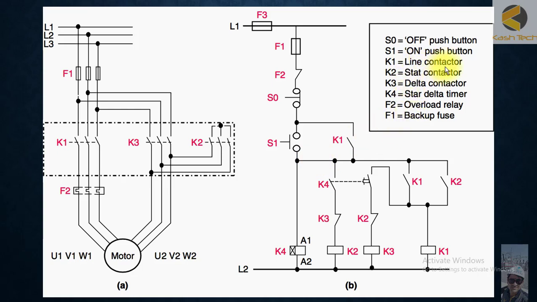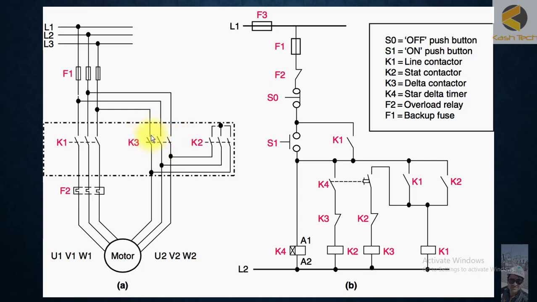Then we have K1, which is a line contactor. This is K1 here, and you can see the auxiliary contact of K1 are here, which are directly in series with the motor winding. Then we have K2, which is called a star contactor, and this is basically K2, which is used to make the winding in star. Then we have K3, which is a delta contactor. This is K3, and this is the auxiliary contact of K3.